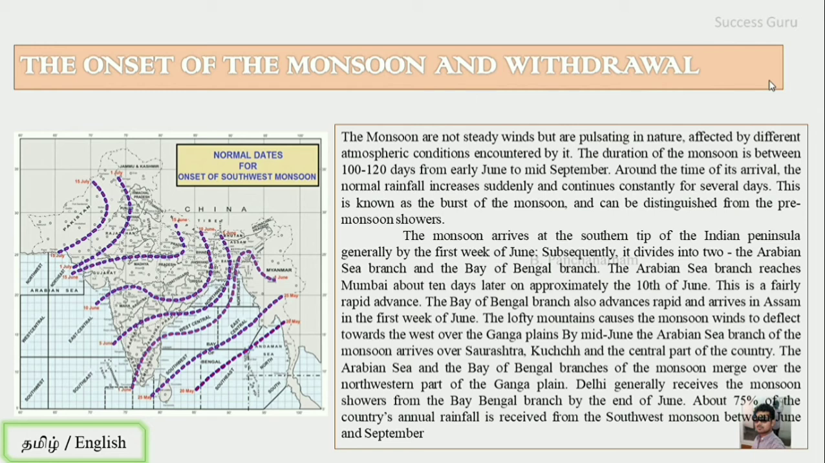The Arabian Sea branch deflects towards the east when it touches the Himalaya, whereas the Bay of Bengal branch deflects towards the west when it touches the Himalayas. And both of these winds converge at the Ganga plain. Delhi generally receives the monsoon showers from the Bay of Bengal branch by the end of June, and about 75% of the country's annual rainfall is received from the southwest monsoon, that is between June and September.